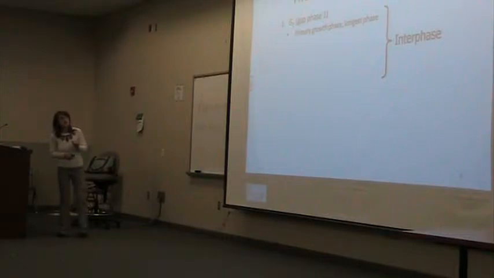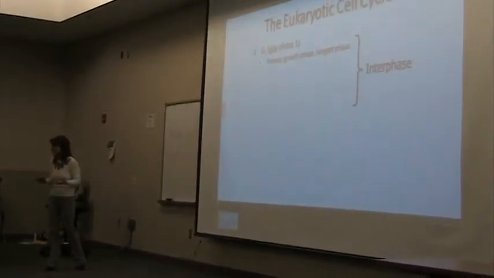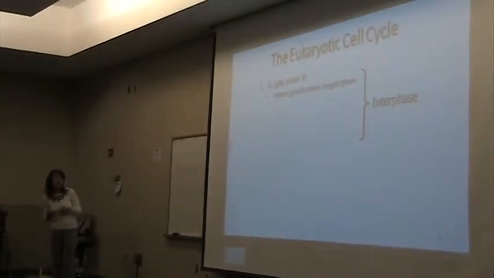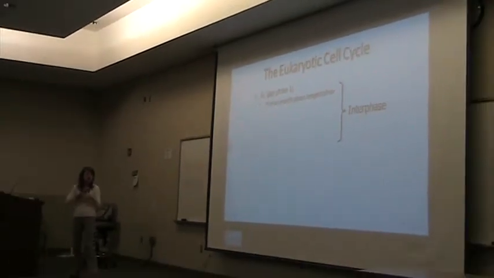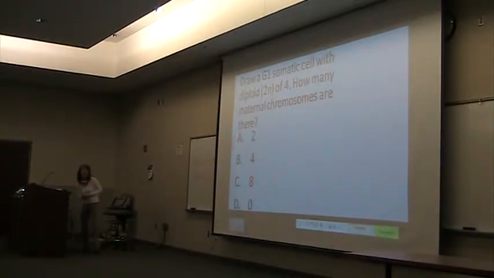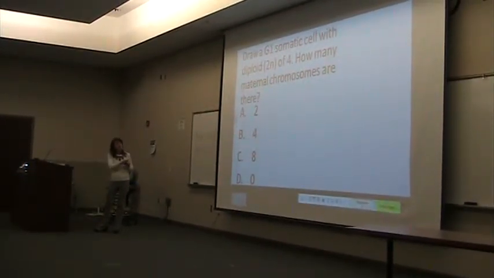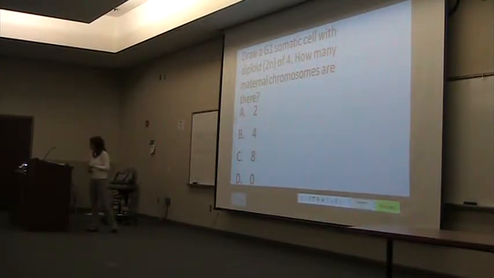So interphase starts out with G1 or gap 1 phase, and this is usually the longest stage of the cell cycle and where the primary growth is taking place. If it's a liver cell, this is the time when that liver cell is detoxifying drugs and antibiotics, for example. This is where the cell is going to spend the majority of its time. So I'll ask you to get your clickers, and on your sheets, if you could draw a cell that's in G1, a somatic cell being one that's not involved in reproduction. It's got a diploid number of 4. How many maternal chromosomes are there? If you could register your answers now.